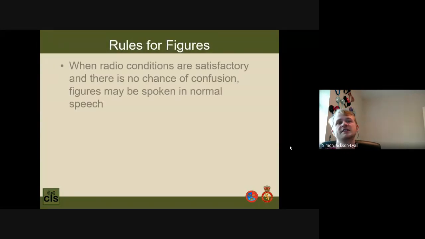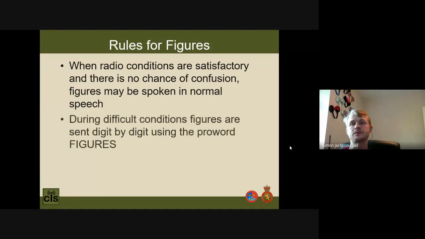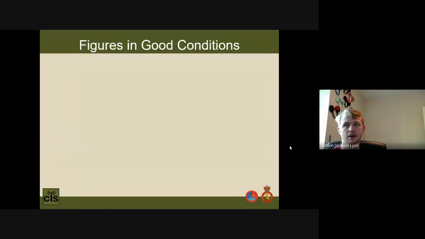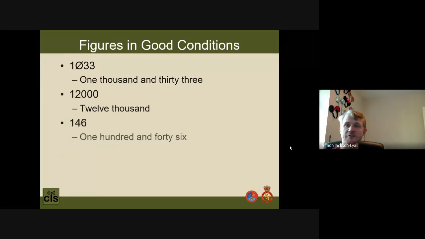So let's move on to figures then. So there's rules for figures. When radio conditions are satisfactory and there's no chance of confusion, figures may be spoken in normal speech. During difficult conditions, figures are spoken digit by digit using the pro word figures. So in good conditions, you would just say this as 1033. You would say this as 12,146. So, it's easier to understand. And if you go back to what we were talking about earlier with rhythm, it's easier to have the rhythm of normal speech by saying the figures, sorry, correctly.